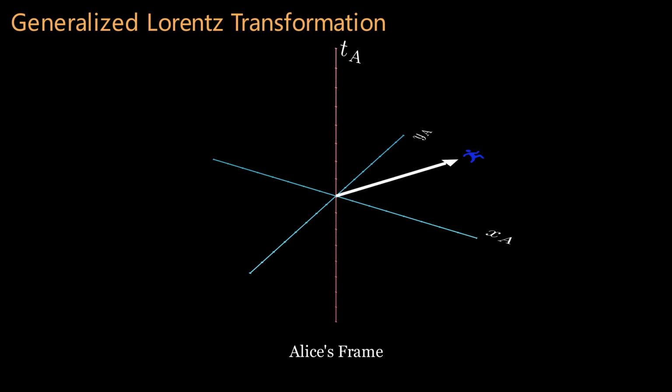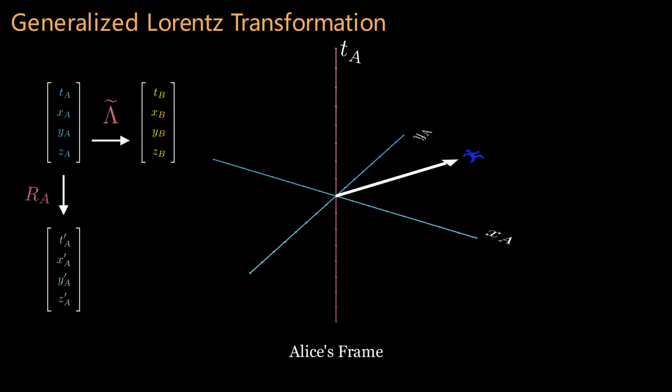When the relative motion between Alice and Bob is no longer limited to the x-axis, transforming an event's coordinates from Alice's reference frame to Bob's is called Generalized Lorentz transformation. The Generalized Lorentz transformation can be viewed as a combination of two types of transformations: spatial rotation transformations and conventional Lorentz transformations. First, a spatial rotation transformation is applied to the spatial coordinates in Alice's reference frame.